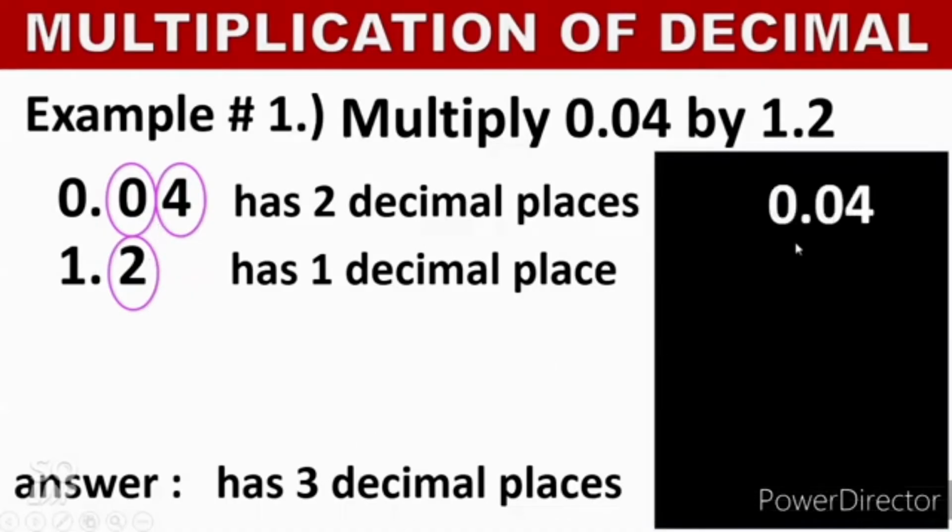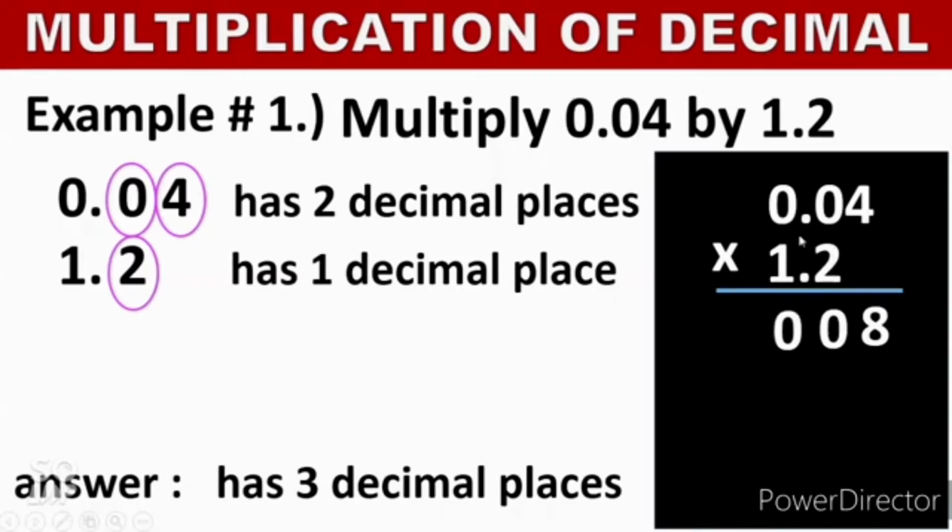Okay, and this is the solution. We have 0.04 times 1.2. And then we multiply. 2 times 4 is 8. Then 2 times 0 is 0. 2 times 0 is equal to 0.